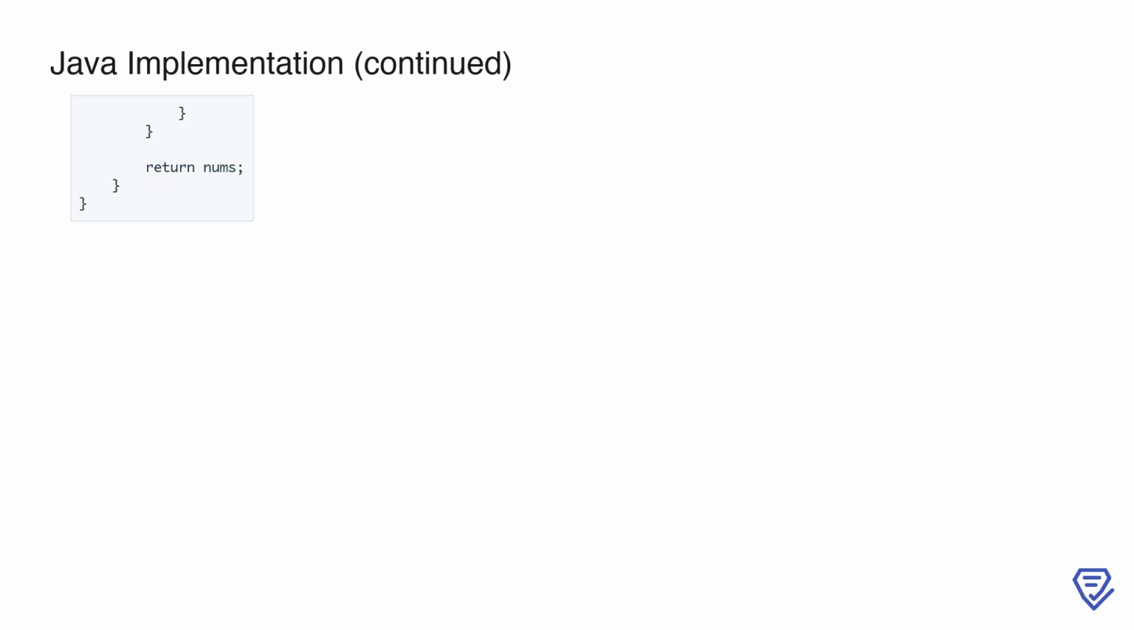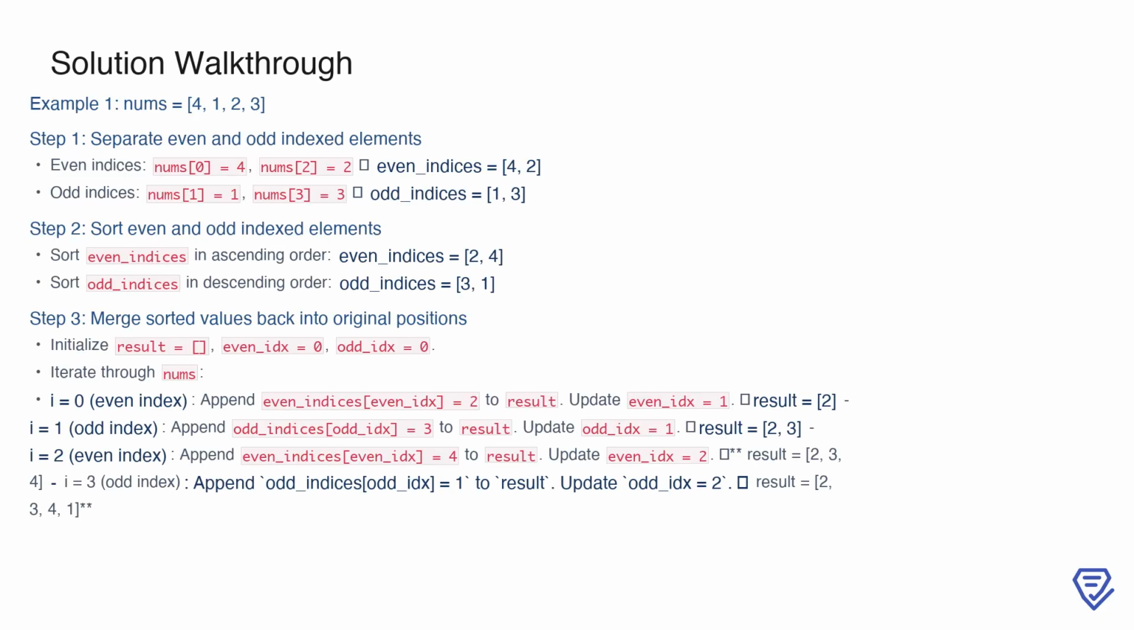Once the loop finishes, the nums array has been fully reconstructed, with even indexed elements now sorted in ascending order and odd indexed elements sorted in descending order. Finally, we return the modified array as the result. This approach ensures that the sorting is done efficiently and maintains the original structure of alternating indices while meeting the problem's requirements.